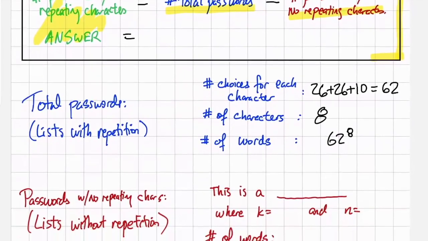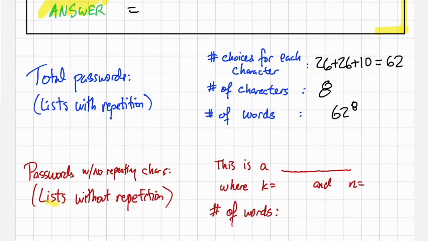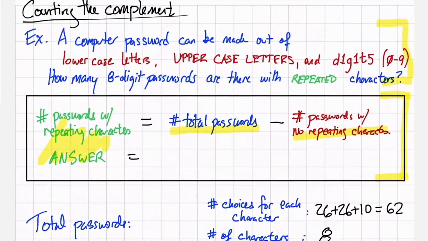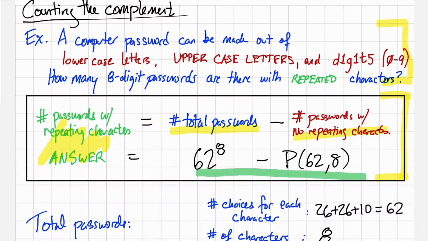What about the passwords with no repeating characters? This is an example of a list without repetition, and we learned in the last video that this is an example of a k-permutation, where k is equal to 8 and n is equal to 62. And so the number of passwords with no repeating characters is P(62, 8). We'll copy these two expressions above, and that tells us that the answer to the question is 62 to the 8th minus P(62, 8). Just leave your answer in this form. It's much more descriptive than an explicit number.